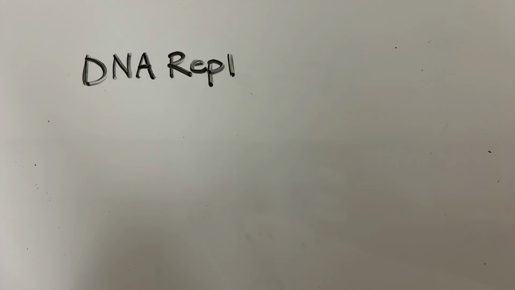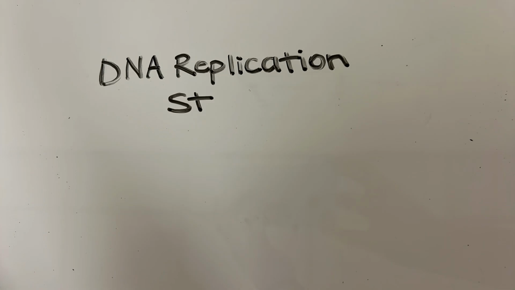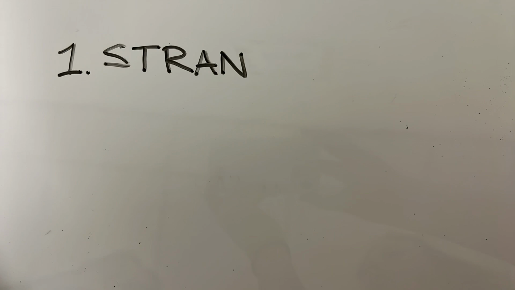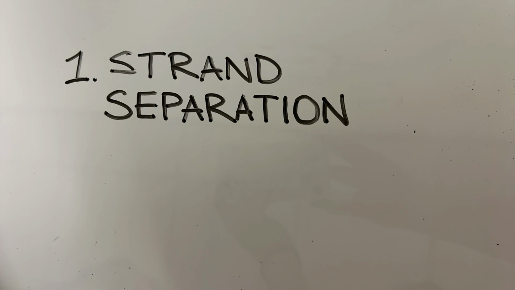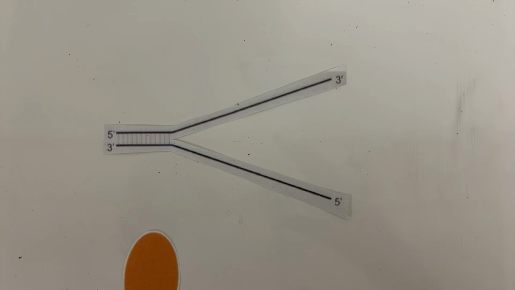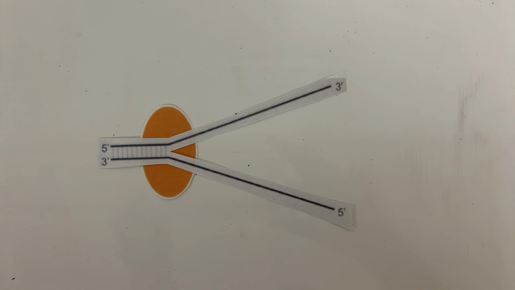Now, on to the good stuff. So how does DNA really replicate itself, making everyone genetically different from each other? There are three main steps to DNA replication. The first step is strand separation. Strand separation is the first step in DNA replication and will determine the rest of the DNA replication process.